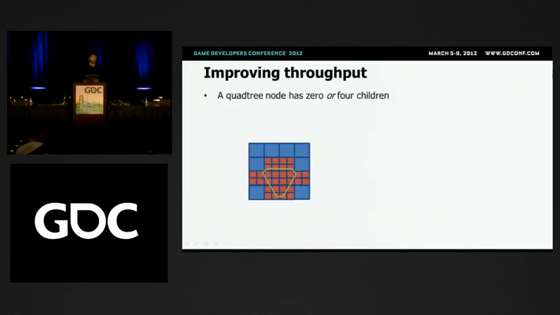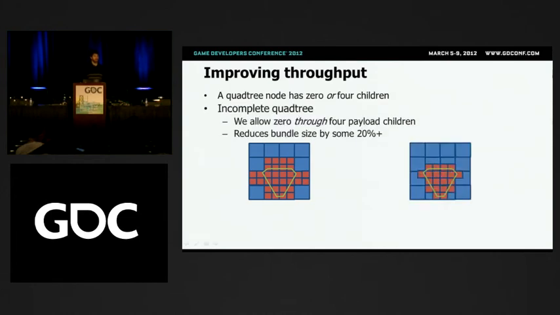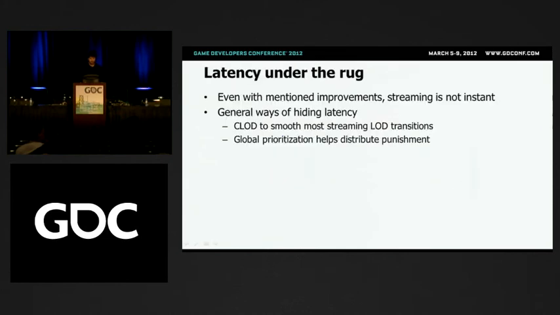Another thing that improves throughput is that we support incomplete quad tree. Normally, you have 0 or 4 children in a quad tree. But by allowing any number of children loaded, we can shave off some 20% of the nodes needed, improving the throughput a bit.